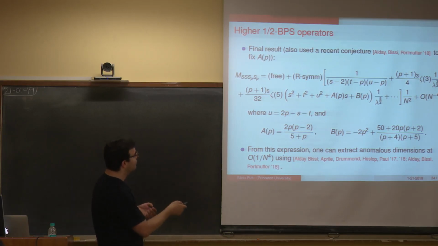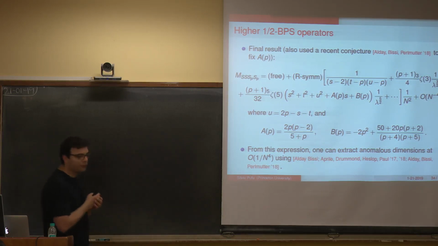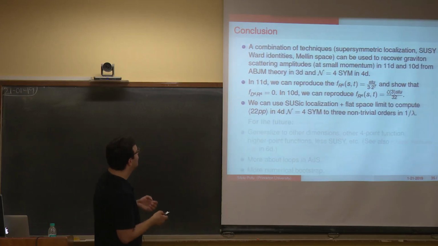Okay, so some complicated functions of P appear. And from this, one can also use the work of these people to extract anomalous dimensions at order 1 over n to the 4th.